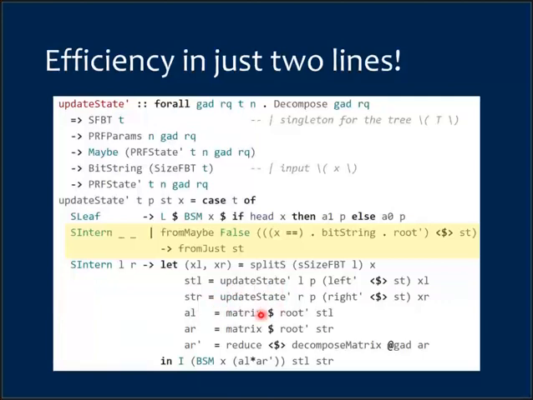subtrees. However, there's an optimization that we can make if the input string hasn't changed. Because if the input string hasn't changed, then the underlying state won't change either. So we can just output the same state that we got as the input. And so that's what these 2 lines do here.